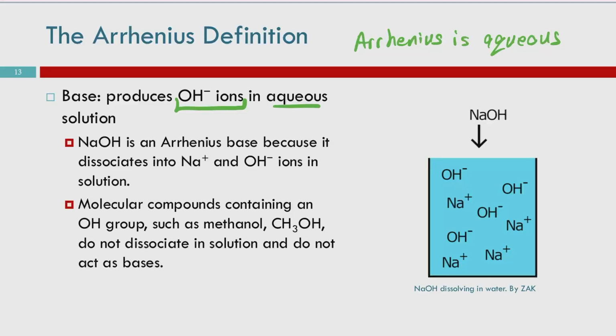Just because we have an OH doesn't mean necessarily that it's going to dissociate. So a lot of alcohols, we might write like this one for methanol, CH3OH. That's the one you can't drink. That OH does not pop off and produce OH minus in solution. So again, the important parts for our Arrhenius definition for bases is it produces OH minus, and it produces that in aqueous solution, so if you add it to water.